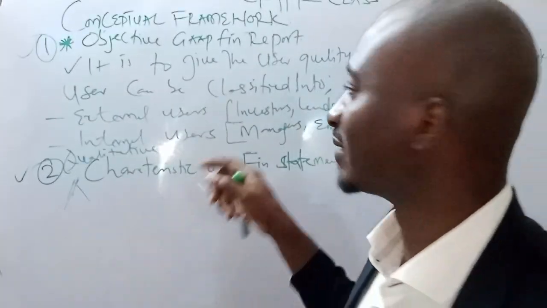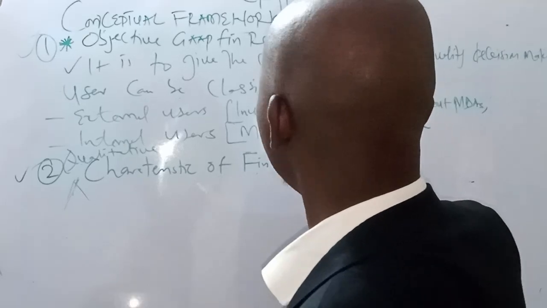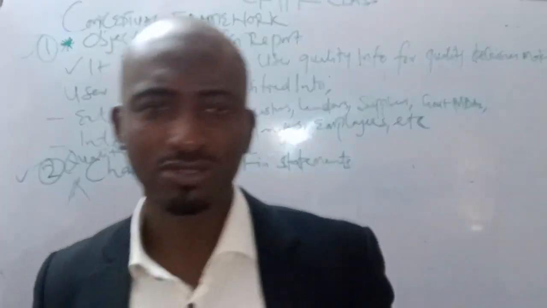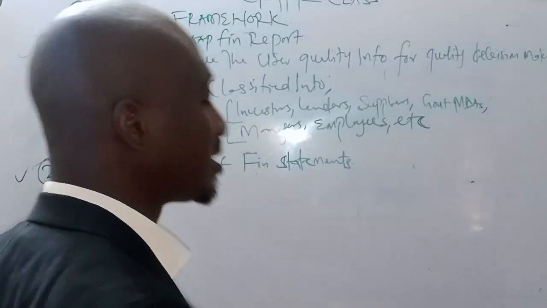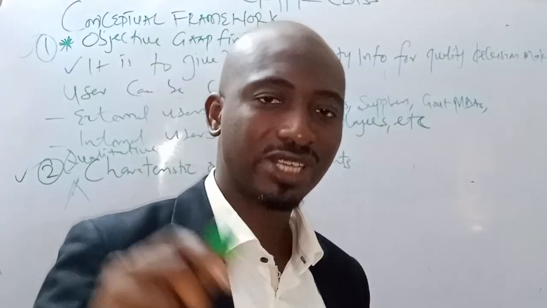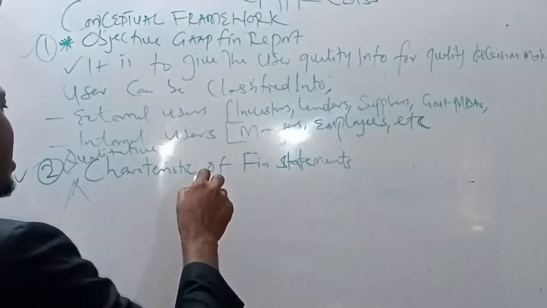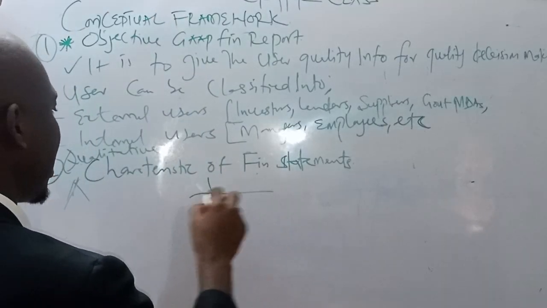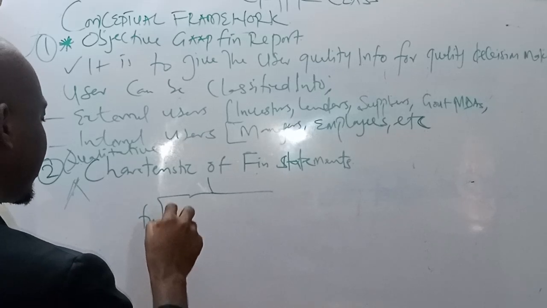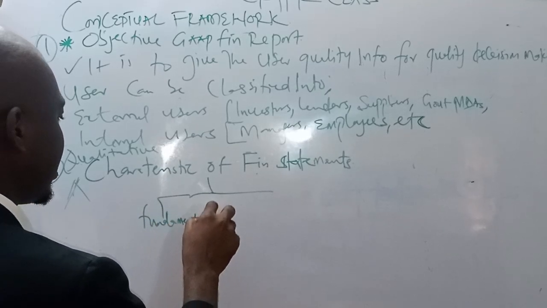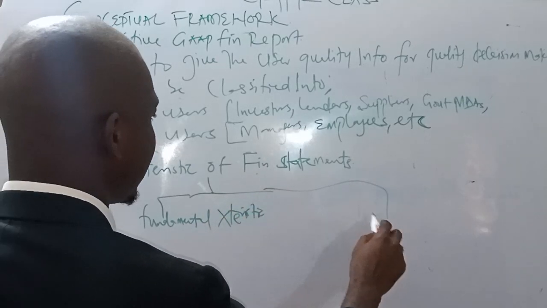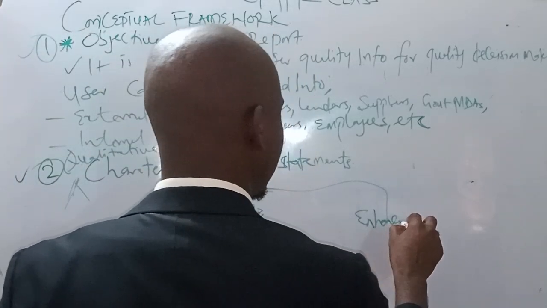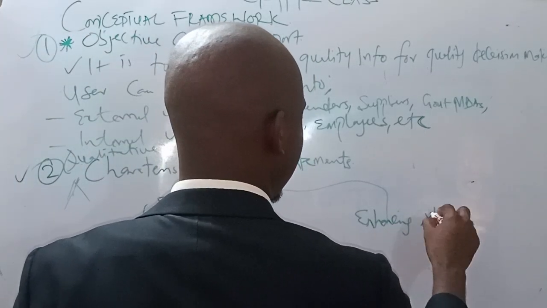If we agree that the financial report is to give the users the information required to make adequate decisions, what are the qualitative characteristics, the features that such a financial report must present? We divide these qualitative characteristics into two aspects. We have the fundamental characteristics, and then we have the enhancing characteristics.